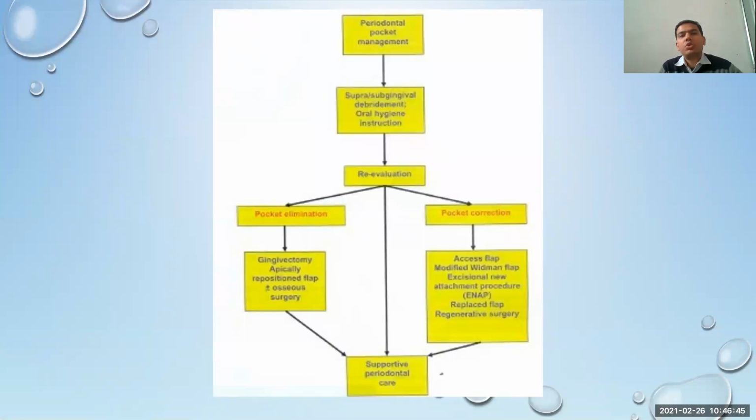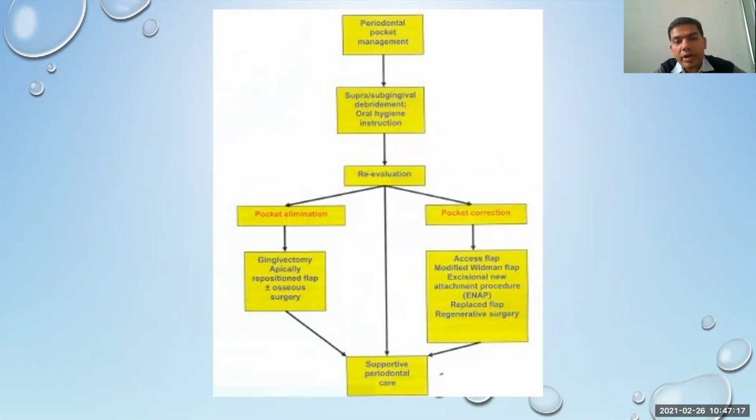So, when a patient comes to us with a periodontal pocket and we have to manage this pocket, what we usually do is we go in for scaling and root planing, supra and subgingival debridement, and oral hygiene instructions. This is followed by re-evaluation of the patient at regular time intervals. And during this re-evaluation phase, if the pocket is still persistent, then we can go in for either pocket elimination procedures or for pocket correction procedures.